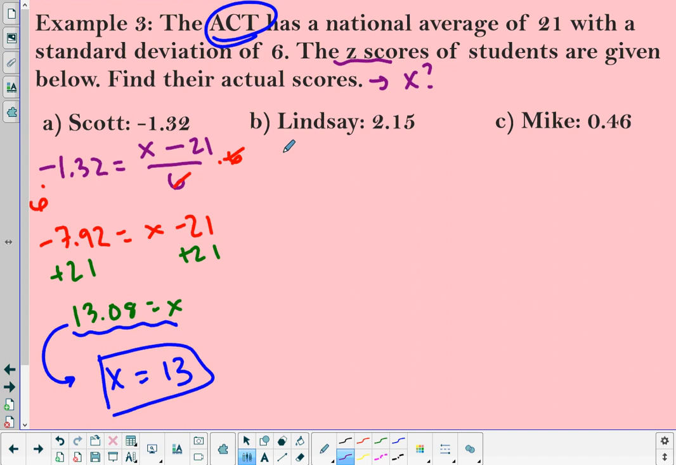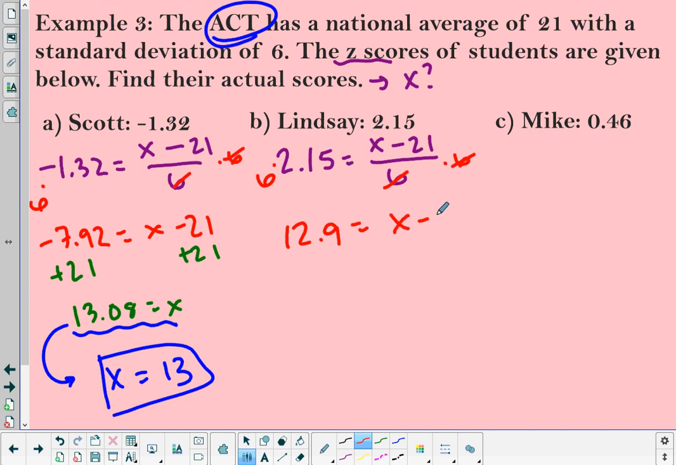So let's see what Lindsay got here. 2.15 is equal to whatever Lindsay's score is minus the mean of 21 and divided by the standard deviation of 6. So again, you've got to get rid of that denominator. That cancels the 6 over here. 6 times 2.15 is 12.9. So 12.9 is equal to x minus 21.